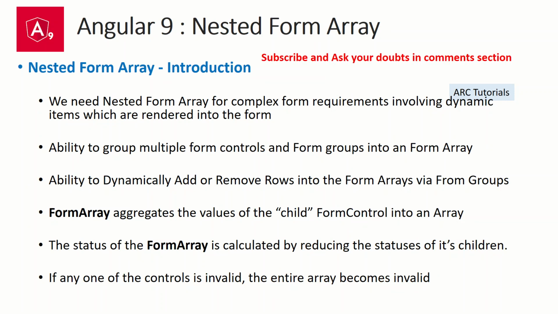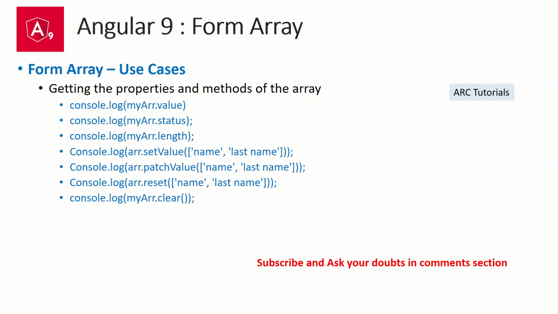We have seen in the previous episode that we can group multiple form controls, and we can group multiple form groups into an array. This is required when you are working with complex form requirements involving dynamic items. When I say dynamic items, I mean we should be able to add, remove, set, and reset the array. Basically anything that we can do with an array, we can do with form arrays. We will learn how to add and remove later in the tutorial, but today the focus is on array manipulation: how do we set values, how do we get the details from the array, and how do we process that array.